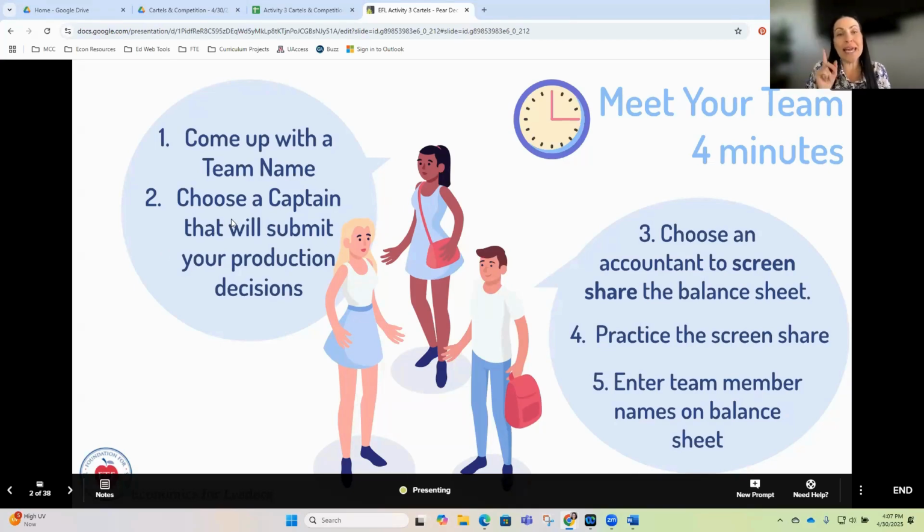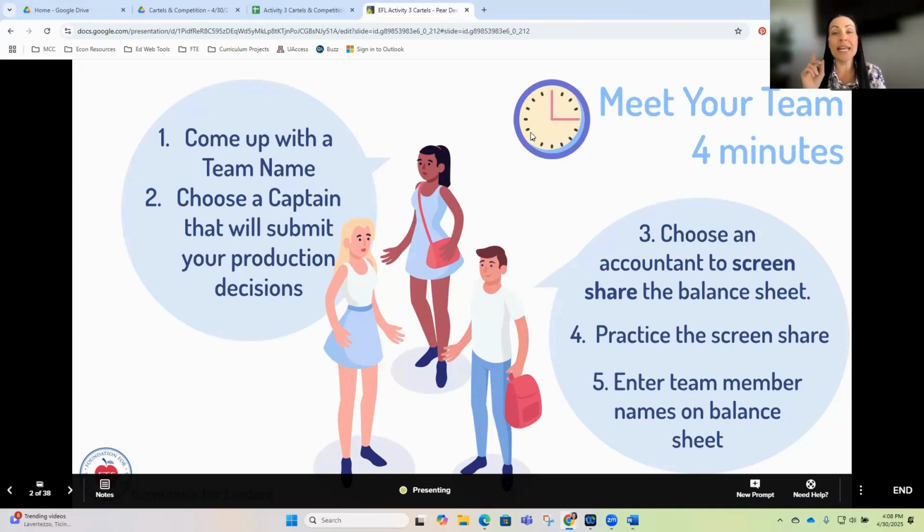Then you're going to choose a captain. The team captain needs to be connected to Pear Deck. I want everybody connected for other slides later, but for these slides in particular, the captain will be submitting the decisions of your group on Pear Deck. So only one person has to submit for your team, and that's whoever the team captain is. Somebody that's comfortable, has it open on a different screen or on their phone. So team name, team captain.